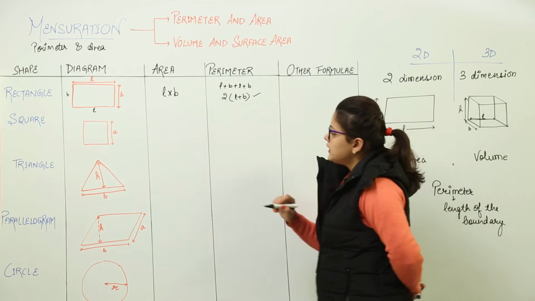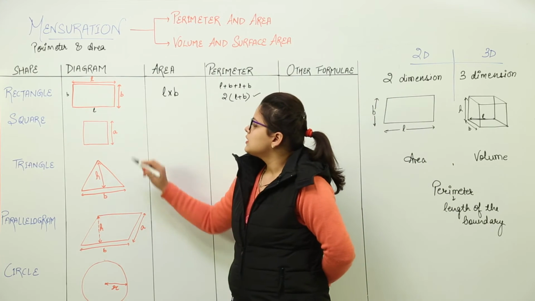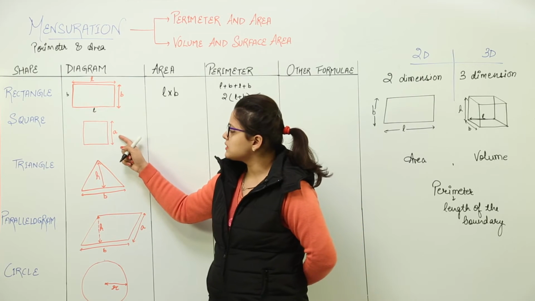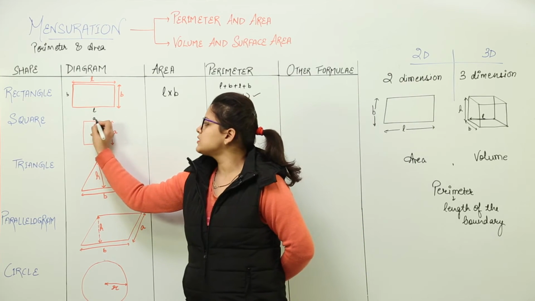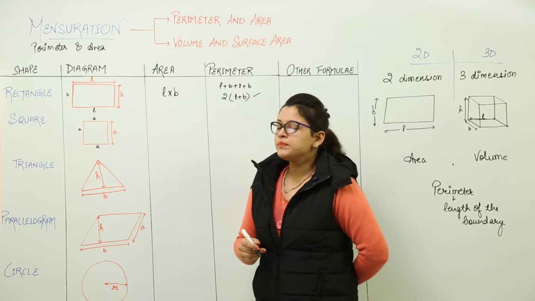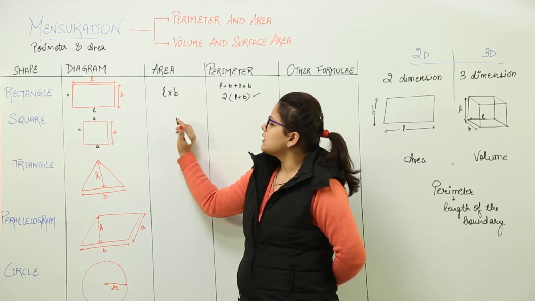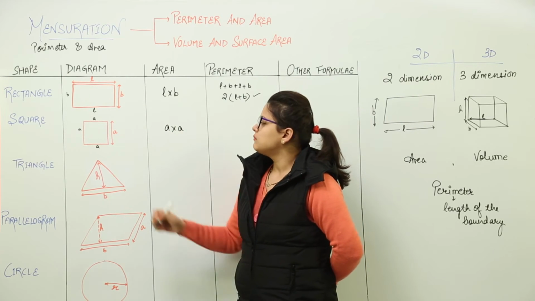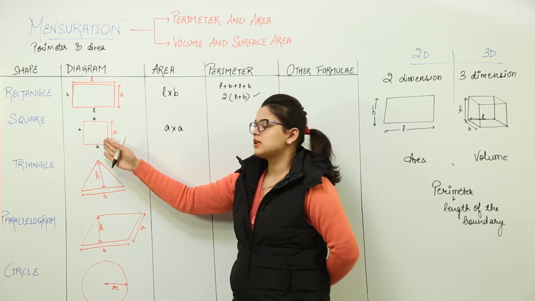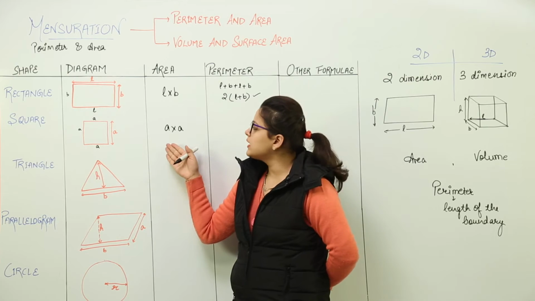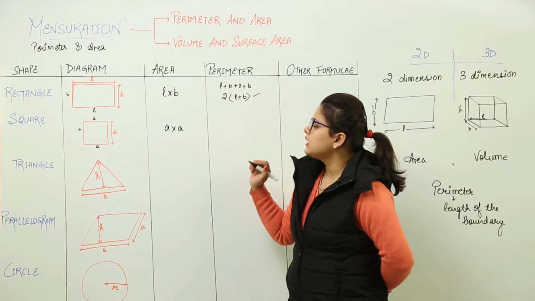Now let us do the square. A square has all the sides equal. So if one side measurement is A, all the other sides will also be equal to A. That means the area would be equal to A into A, because the length is A and the breadth is also A only. So we get the area as A into A.